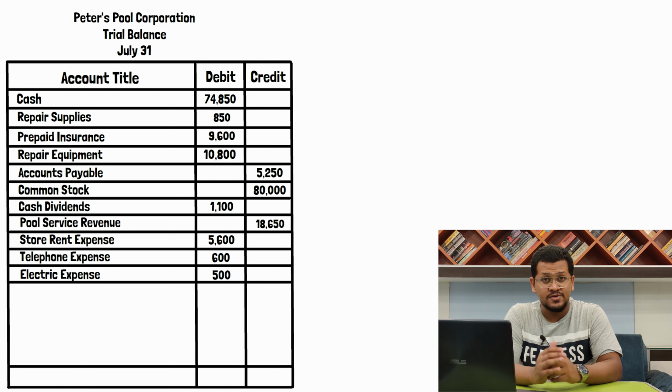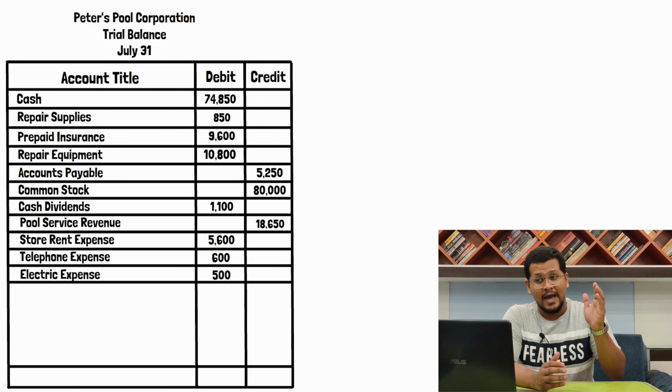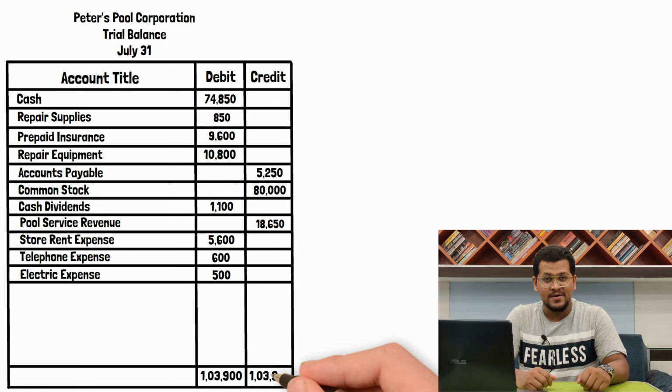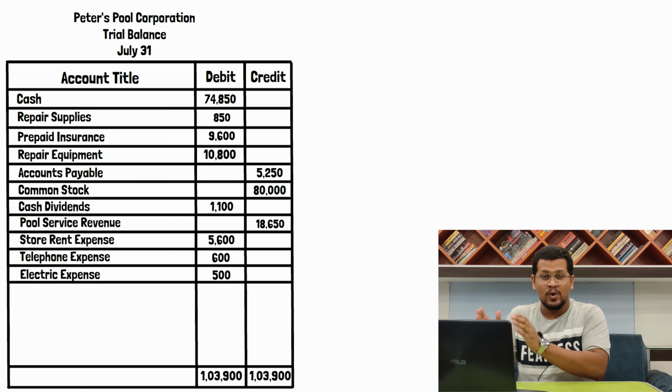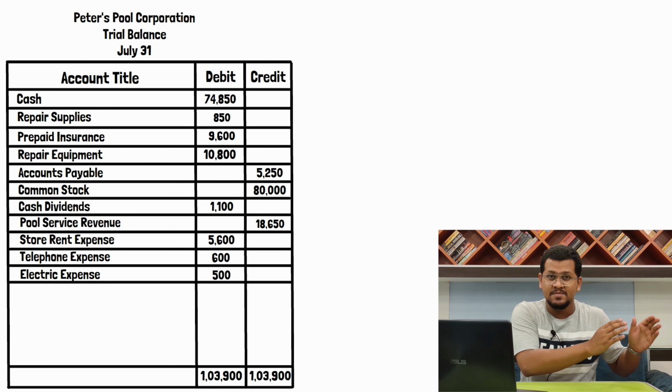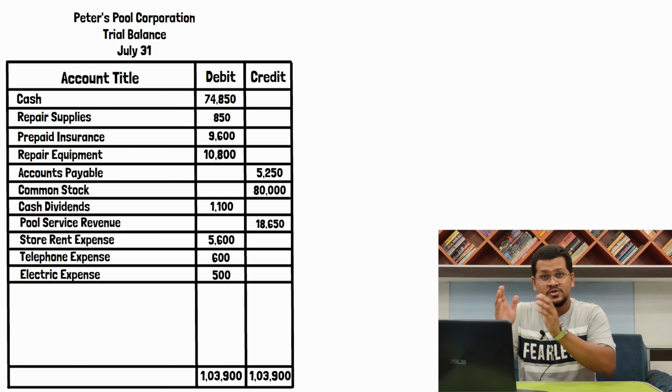So that's all the entries in our trial balance. Now we are going to add the debit side and credit side and see the total of our trial balance. Now the debit side total comes to $103,900 and the credit side also comes to $103,900. So our debit side is equal to our credit side. So we can safely assume that our trial balance is correct. So this is how we are going to construct a trial balance by transferring the ending balance in our general ledger to our trial balance.